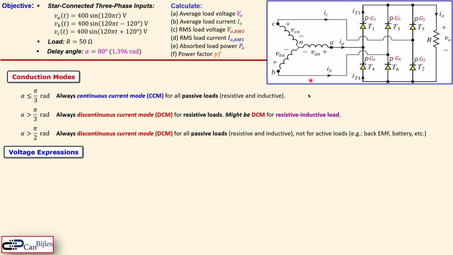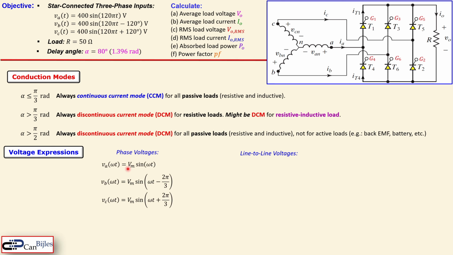The voltage expression for this circuit is shown here. We have the phase voltages also shown here, and we have also line-to-line voltage. Line-to-line voltages are actually the voltages between these two nodes, and also these two nodes. So those are actually the line-to-line voltages. These are called the phase voltages. The phase voltage expressions are shown here.